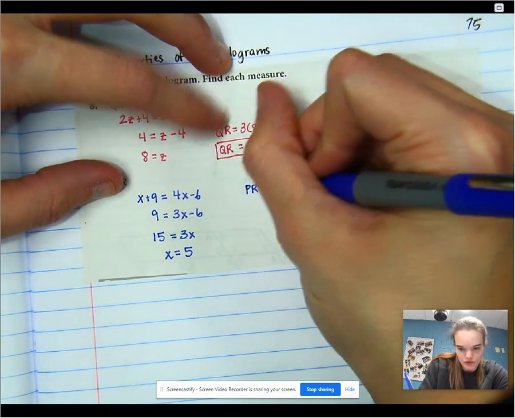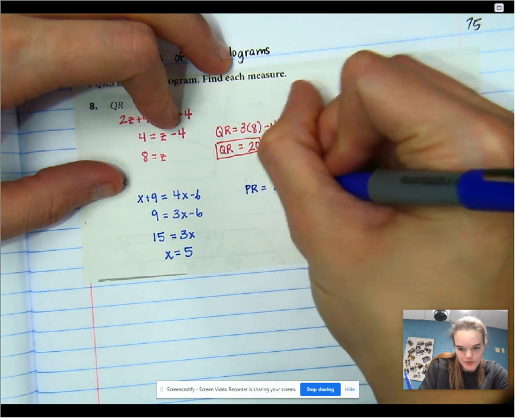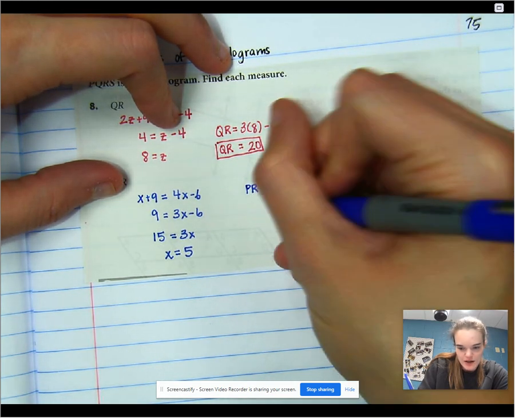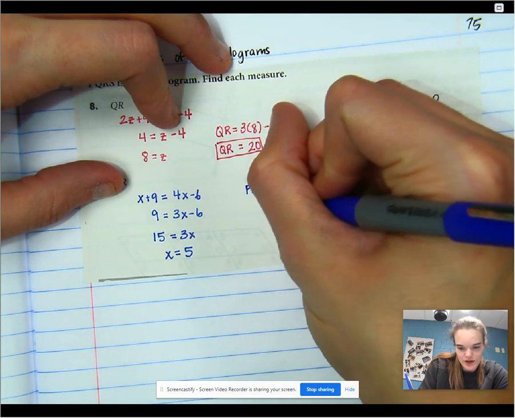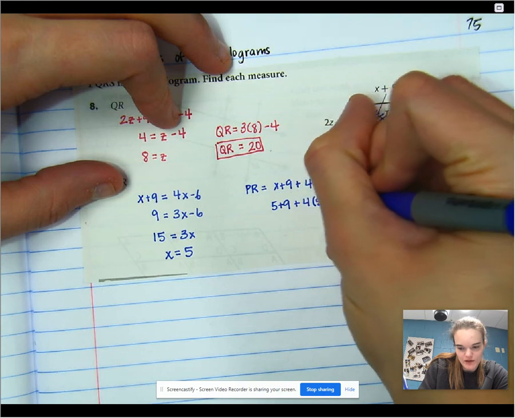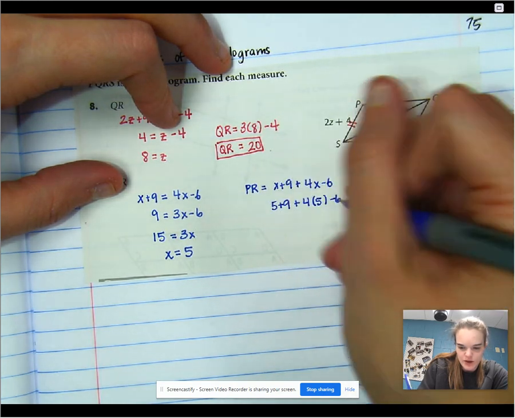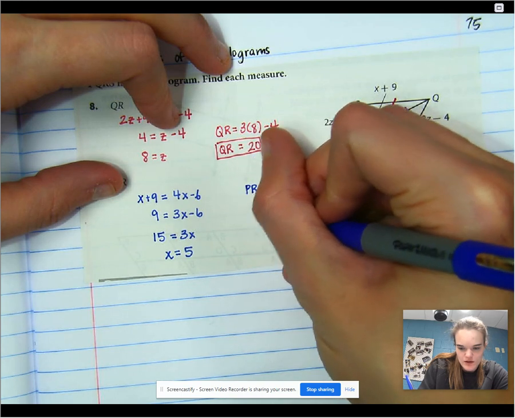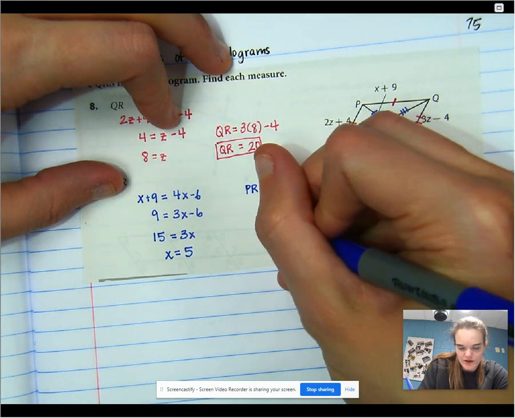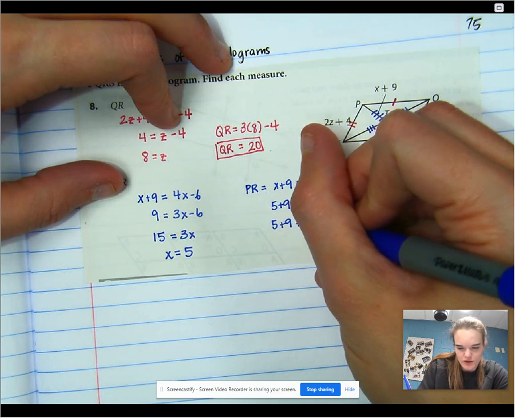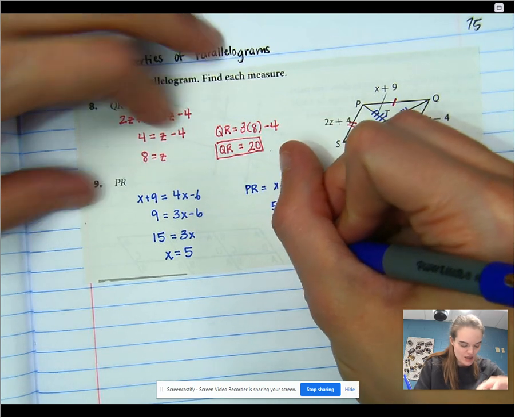PR is actually equal to x plus 9 plus 4x minus 6. And I can plug in x. 5 plus 9 plus 4 times 5 minus 6. We've got the order of operations, so multiplication first. 5 plus 9 is 14, plus 20 is 34, minus 6 is 28.